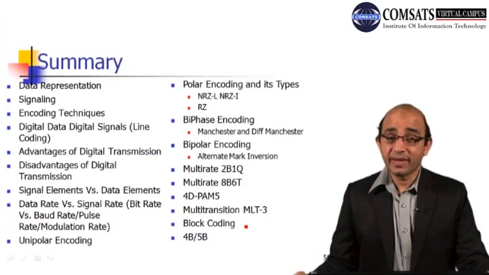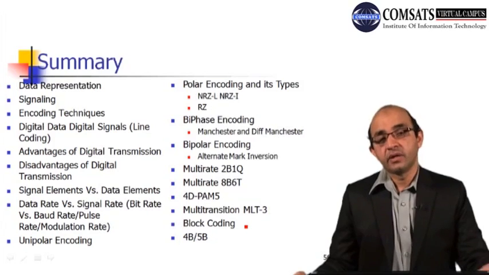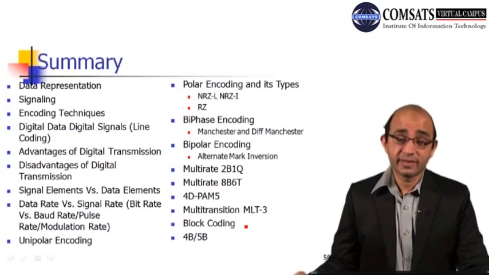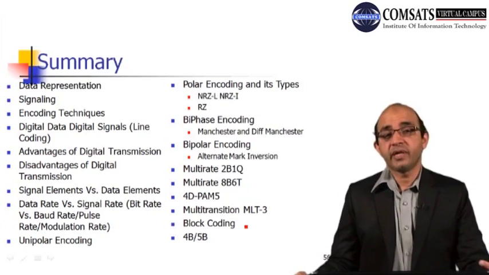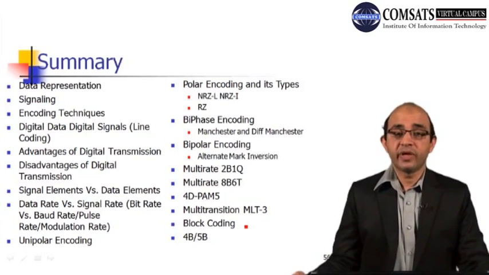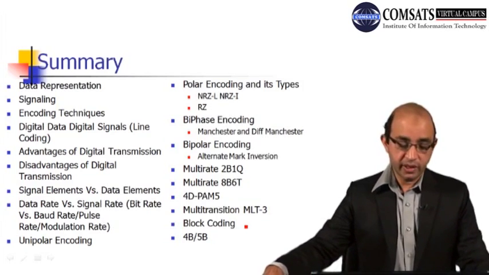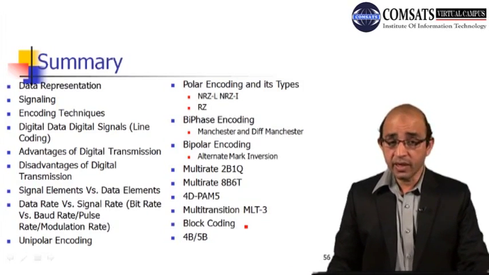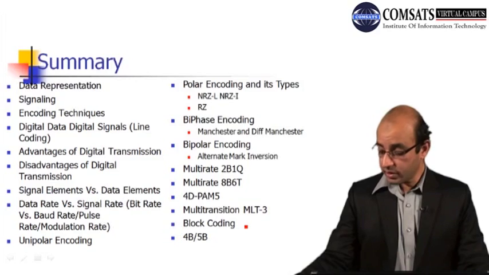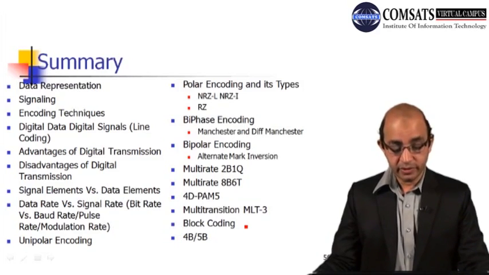Then we talked about data transmission. After the data representation, we need to send that data from one point to another point, and for that we need signaling. We have a lot of different choices. We can use analog signaling as well as digital signaling, irrespective of the type of the data. In today's lecture we focused mainly on digital data and digital encoding. We talked about different encoding schemes that we can use when we deal with digital data and digital encoding signaling, right?